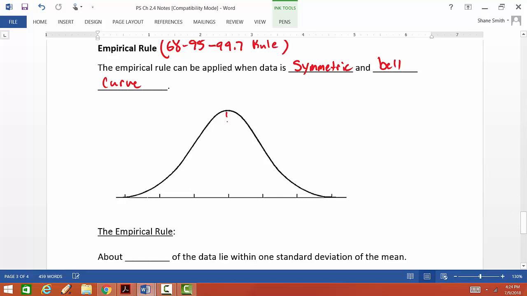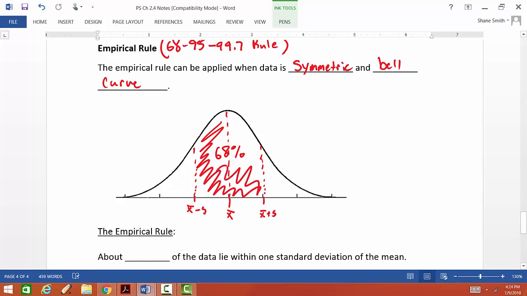So let's say in the center of our bell curve we have the mean. We'll call it x bar. Well, one standard deviation away, we have 68% of our data. 68% of our data is within one standard deviation of the mean if we have bell-shaped data.